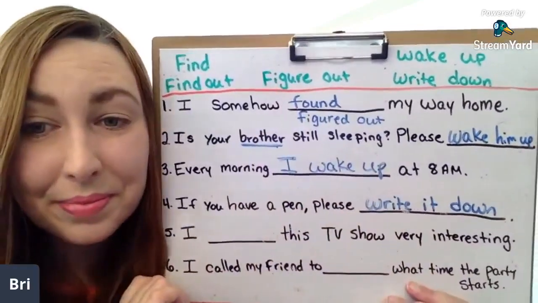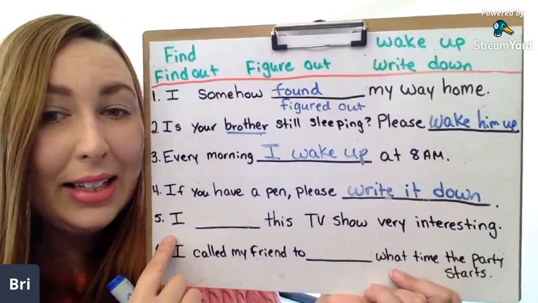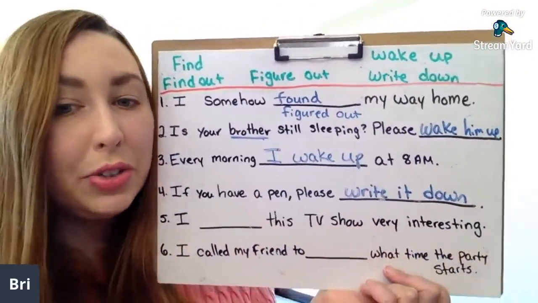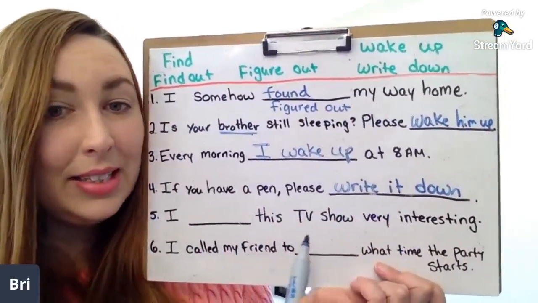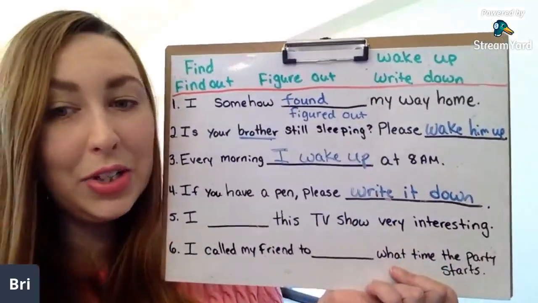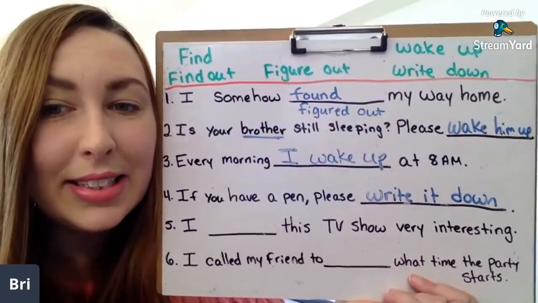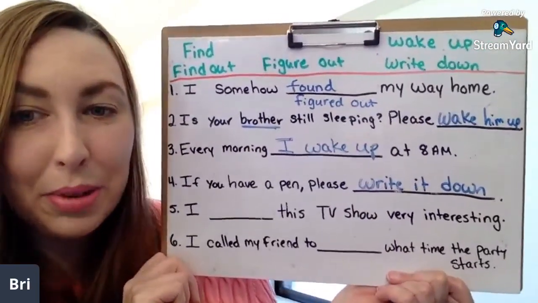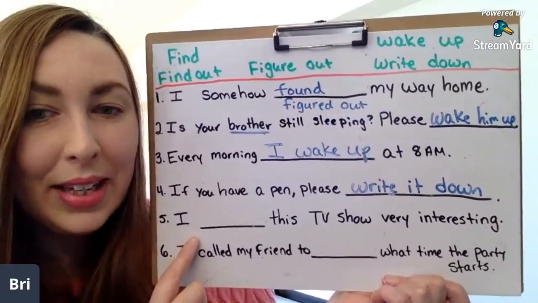Okay, very good. Number 5, something, this TV show, very interesting. This TV show, very interesting. Oh, okay, I see some answers. This one's a little bit tricky if you didn't watch the previous lessons. Okay.